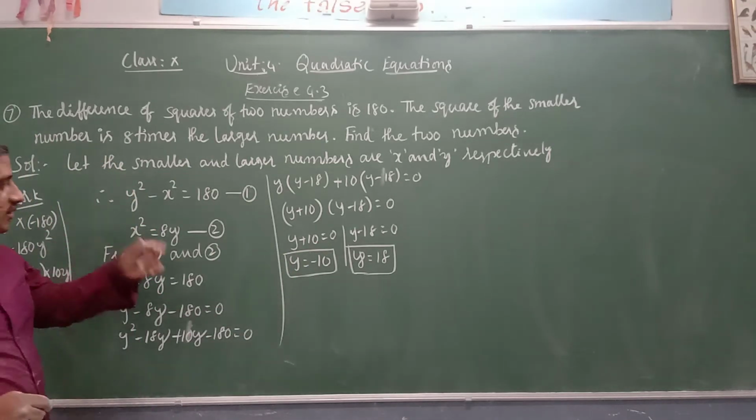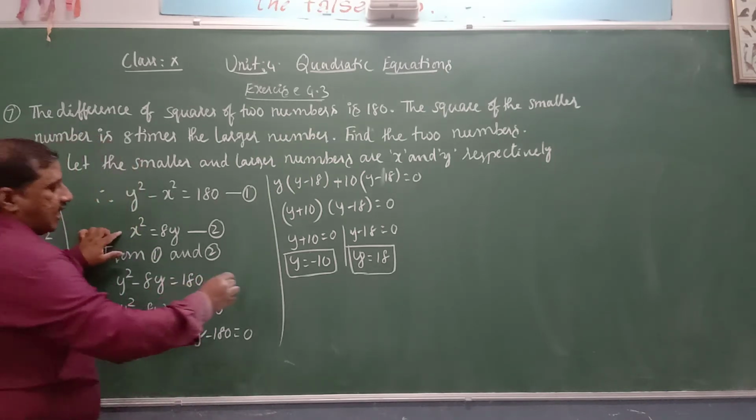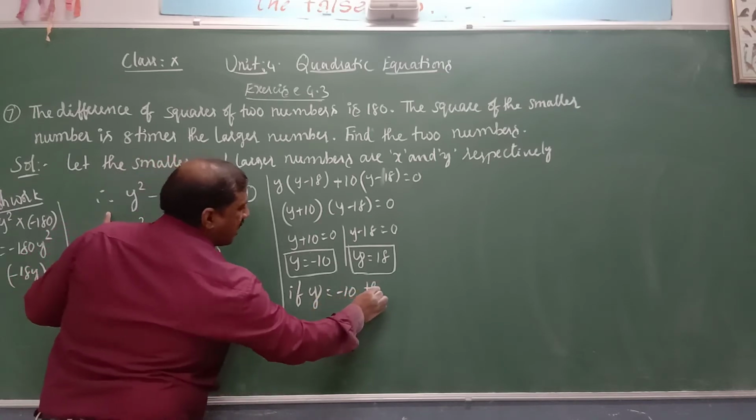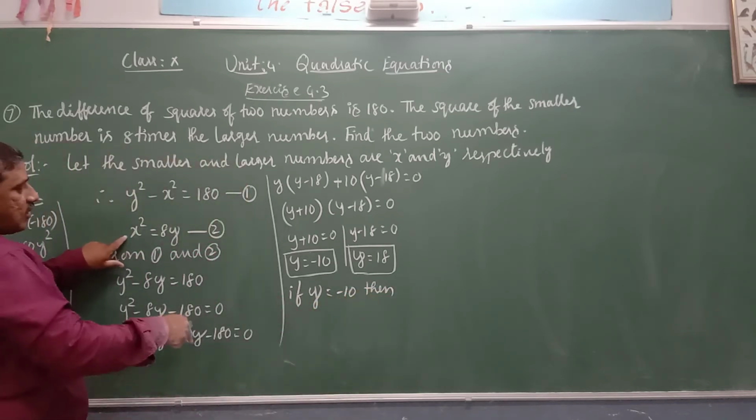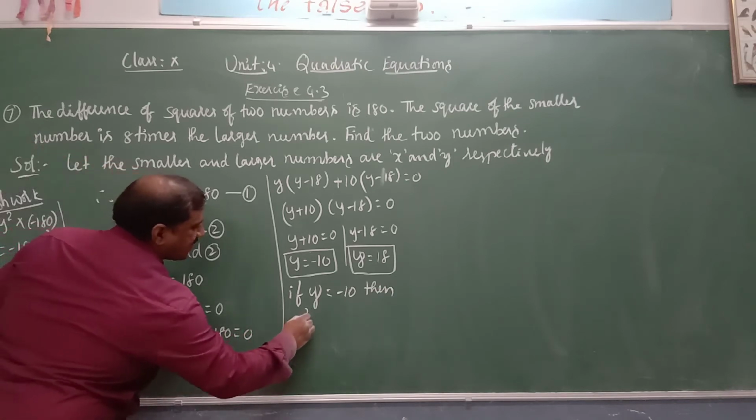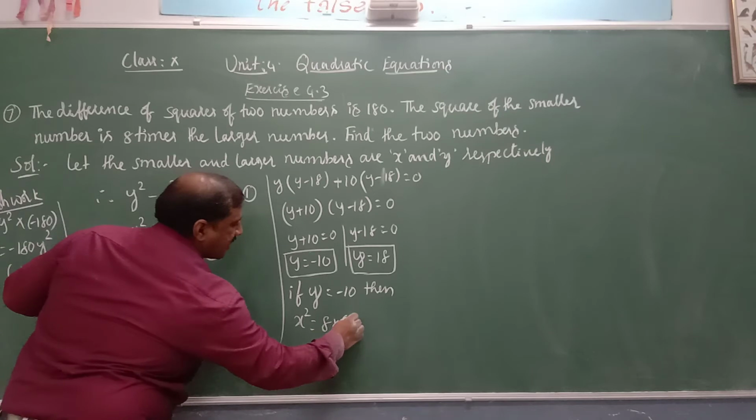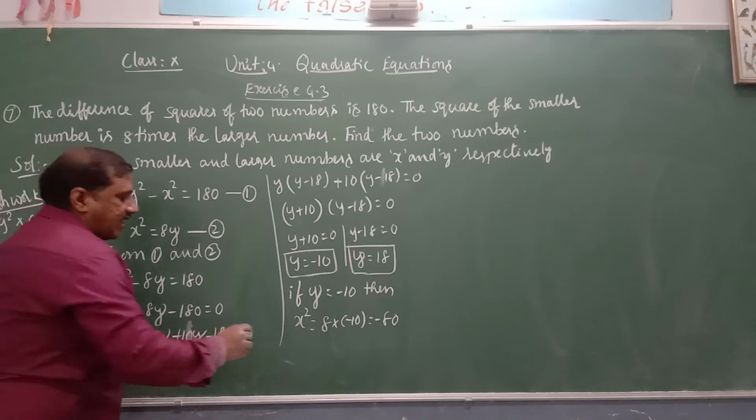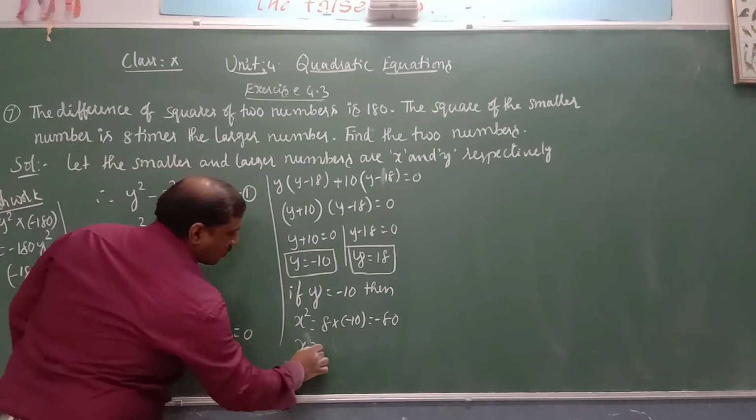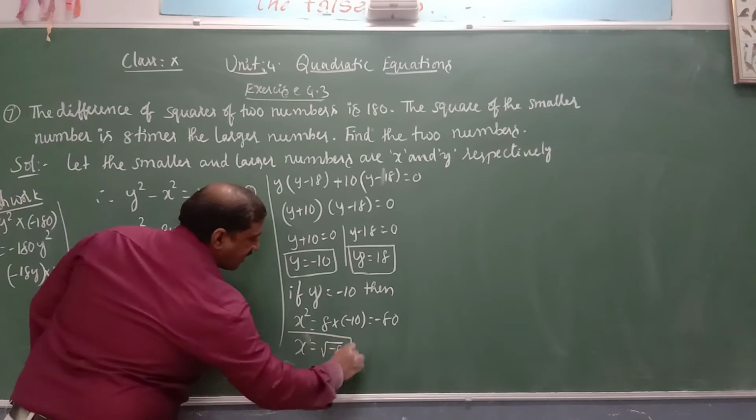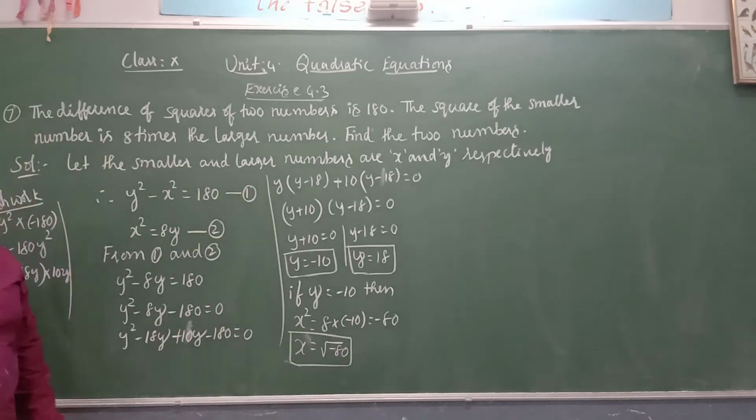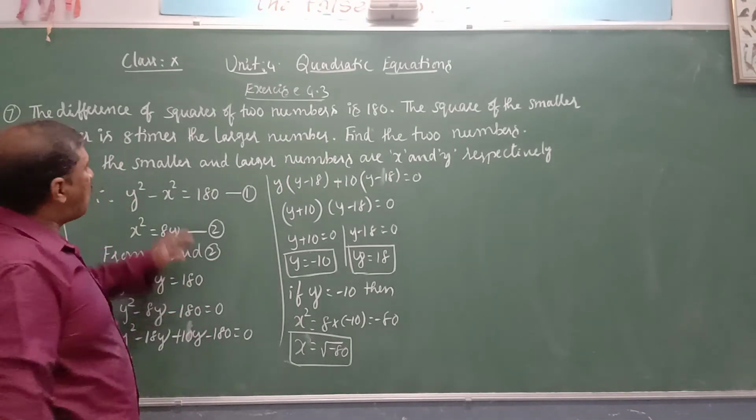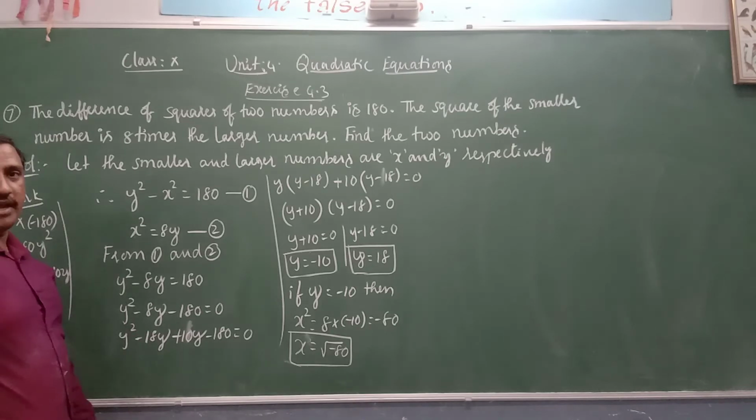Two cases we got. So from these cases find the x value. If y is equal to minus 10, then x square is equal to 8 into minus 10, that is minus 80. Now x is equal to the square root of minus 80, which is not a real number. We will get an imaginary number. So ignore this case. We are studying here only real numbers.